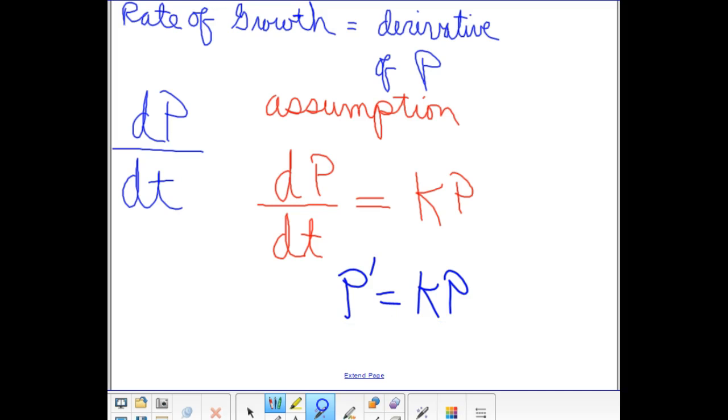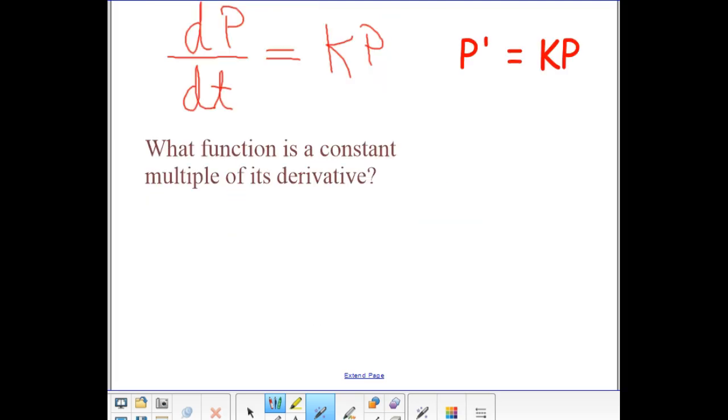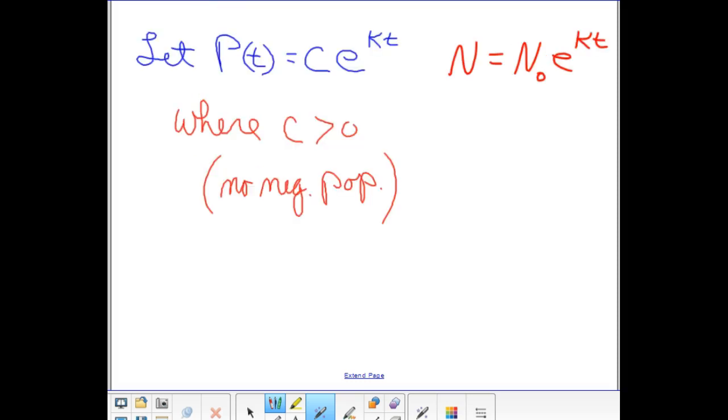So we have an equation that will work really well with that. Oh, forgot about this. So the rate of growth is proportional to its size, right? That's what this is saying. This is rate of growth, and it's proportional to its size. And an equation we have that fits that model is this guy. Remember, the derivative of e^t is e^t, but the derivative of e^(kt) is k e^(kt). And so that's proportional to the original function. The derivative is proportional to the original function.